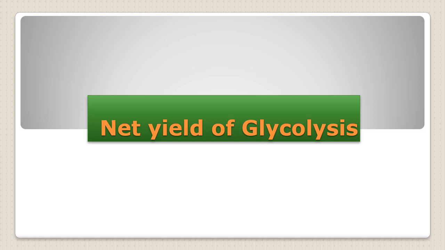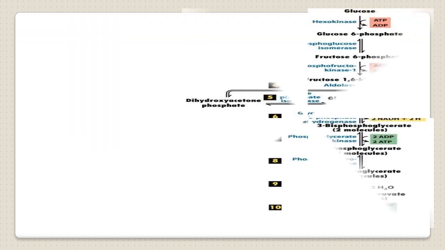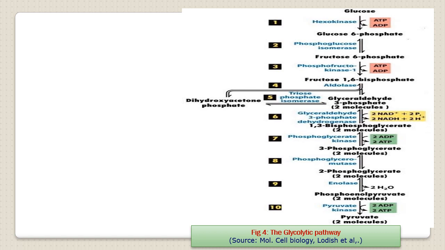Now we can go for the net yield of glycolysis. Here is the overall glycolytic pathway diagram, or you can say a flow chart. So far we have discussed all the reactions of glycolysis. To summarize the whole reaction pathway, we have to focus on the net yield of energy or ATP molecules.